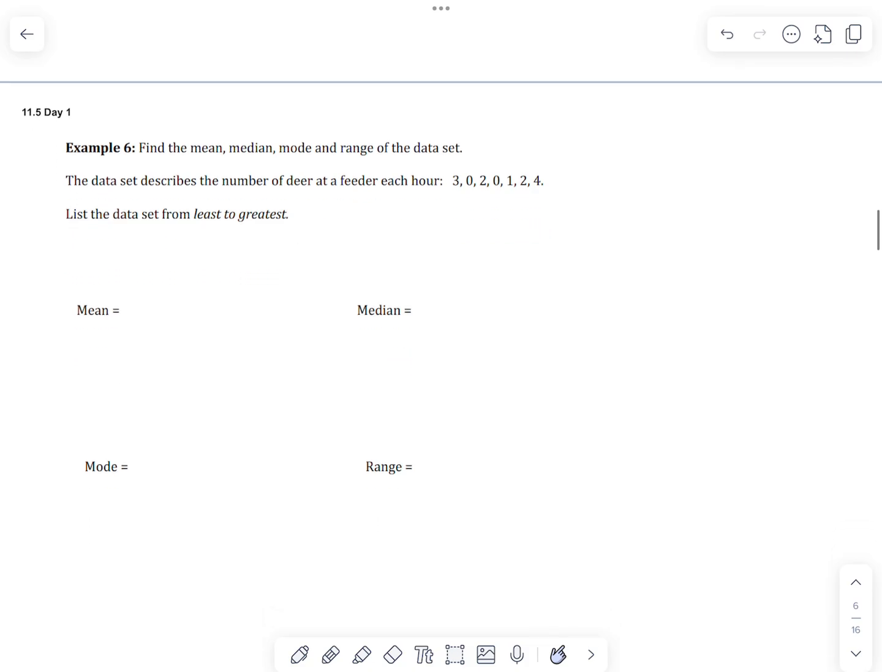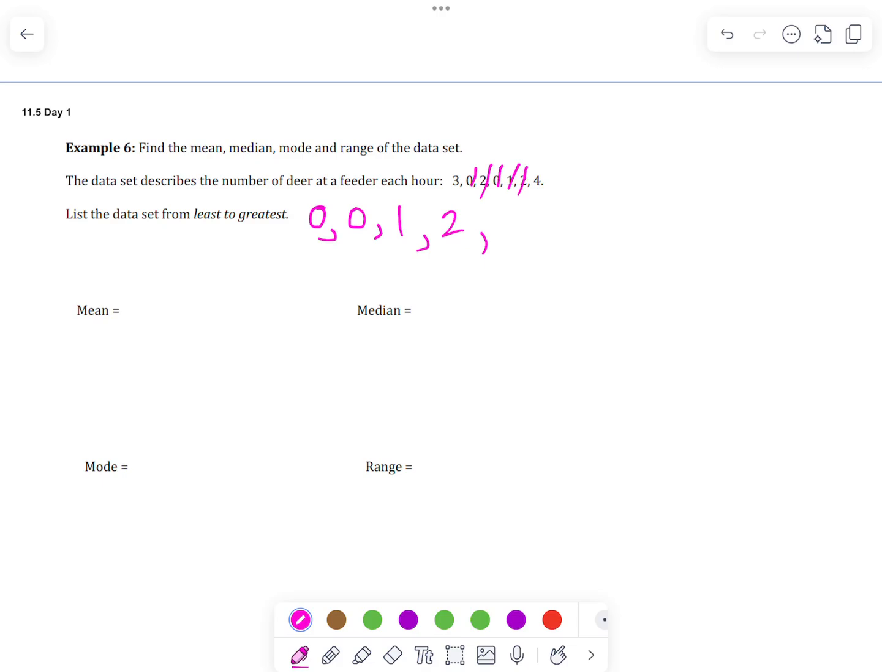Okay, example 6. Find the mean, median, mode, and range of this data set. So the first thing we want to do is arrange the numbers in order. So we start with the smallest, 0, and then another 0, and then 1, and 2, and 2, 3, and 4. So there's all of our data points.